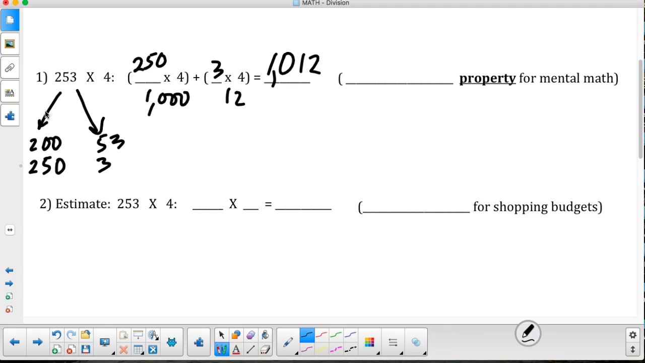Does anybody remember what the property was here? Yes. Yeah, what you're doing is that when you're distributing numbers, you use that word, Cameron, splitting apart, giving out. Okay? Now, estimation. You guys did well on the quiz.